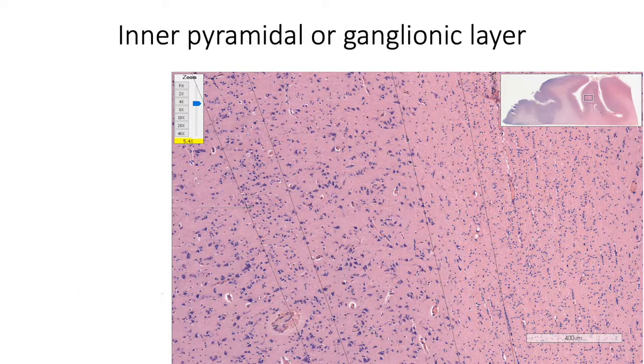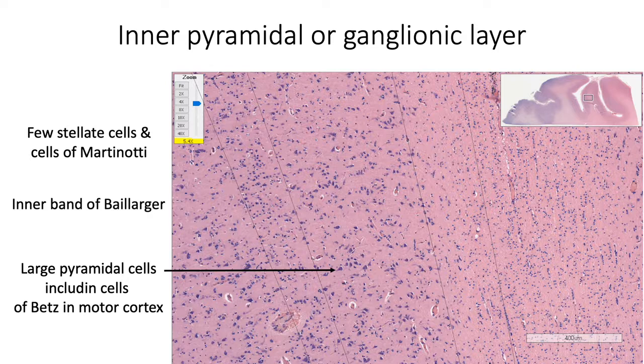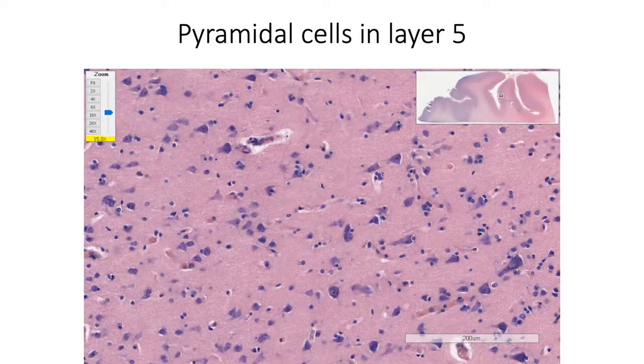The fifth layer, or the inner pyramidal layer, also called as ganglionic layer, consists of large pyramidal cells, including the Betz cells in the motor cortex. And we also find few stellate as well as cells of Martinotti in this layer, along with inner band of Baillarger. So if we see from layer 2 to layer 5, the size of the pyramidal cells keep increasing. Here we are seeing the large pyramidal cells of the fifth or the ganglionic layer.